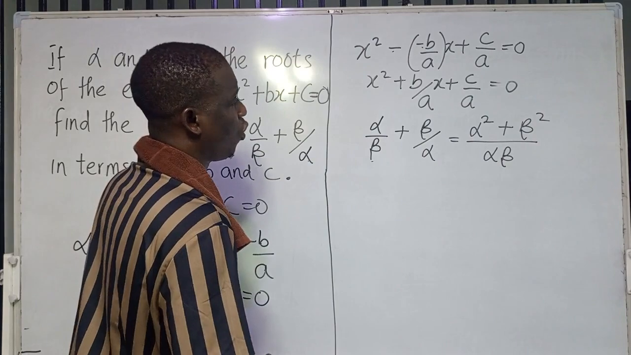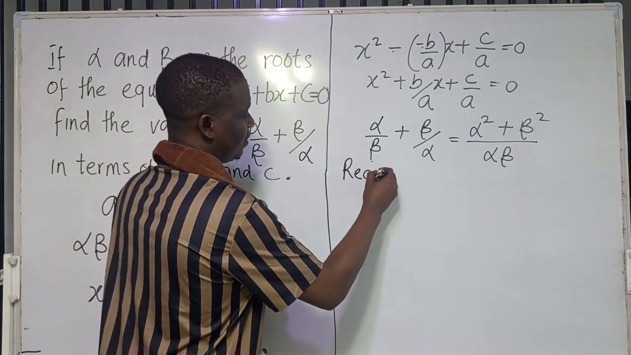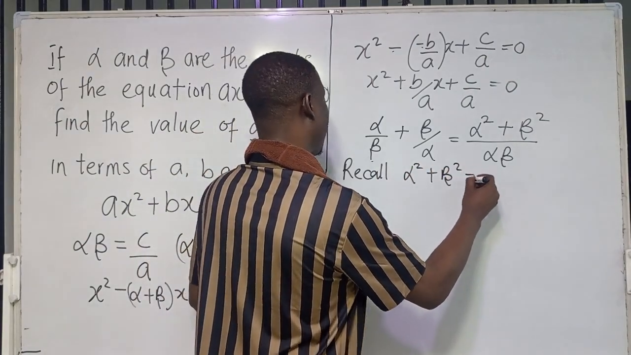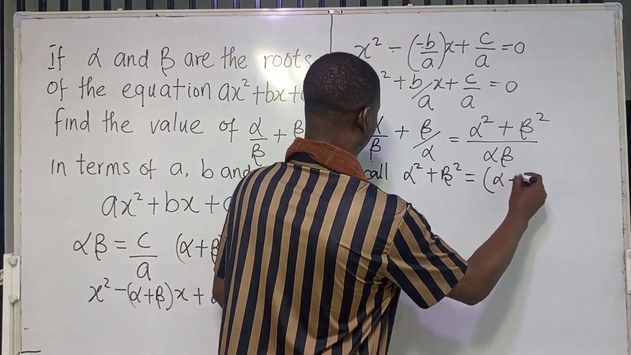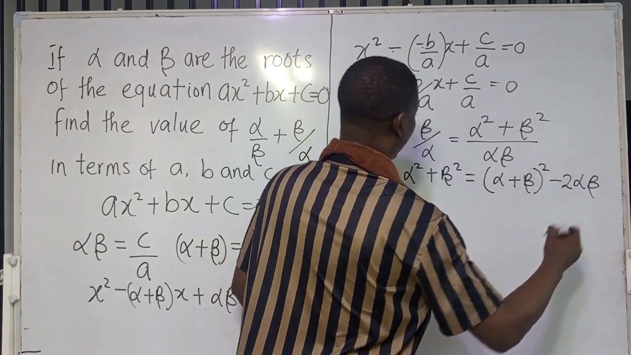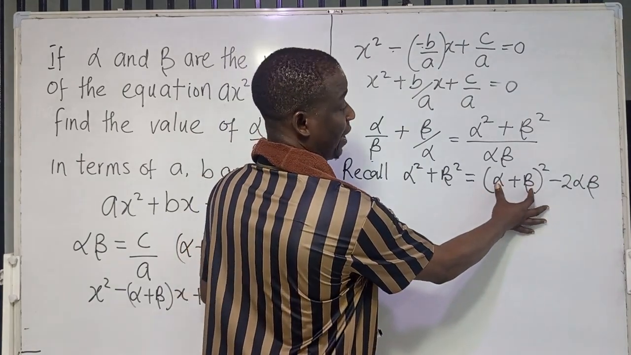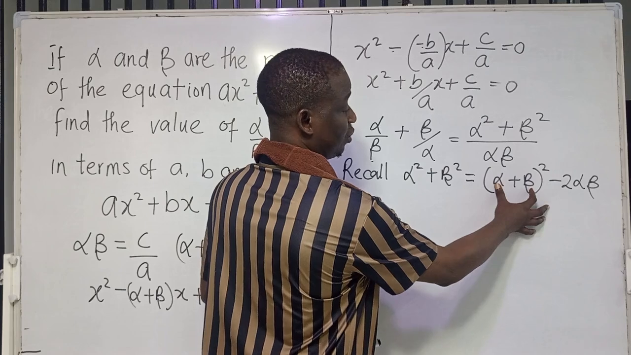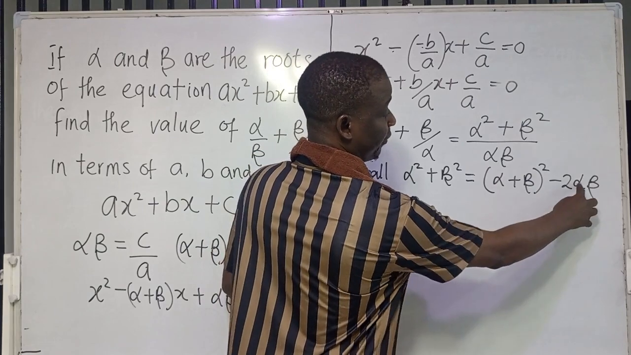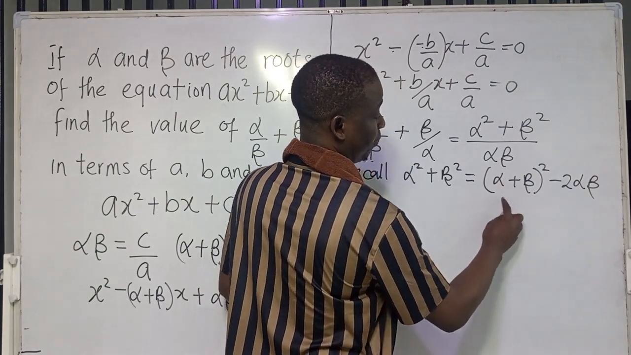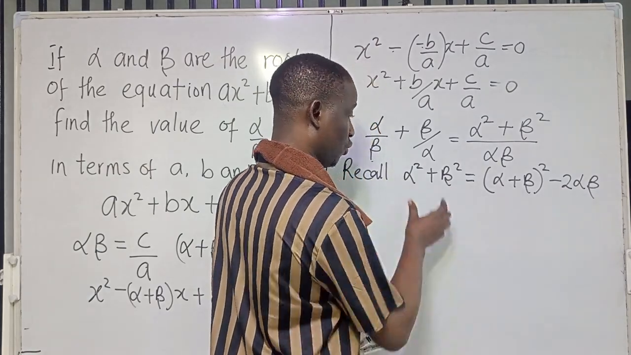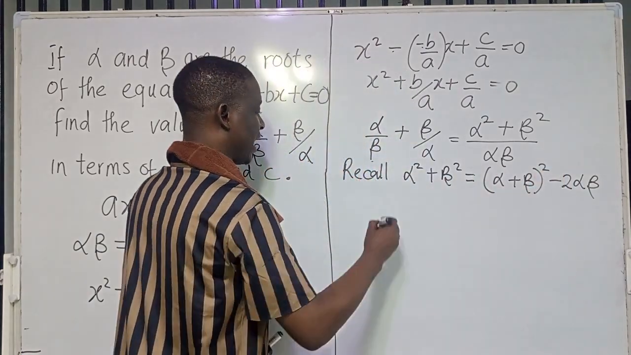But remember, recall that alpha squared plus beta squared can be written as alpha plus beta all squared minus 2 alpha beta. Let me open up the bracket here. If you open up this bracket, it gives us alpha squared plus 2 alpha beta plus beta squared. And if you remove the 2 alpha beta, it now becomes alpha squared plus beta squared. That's what I showed. This one and this one are the same.